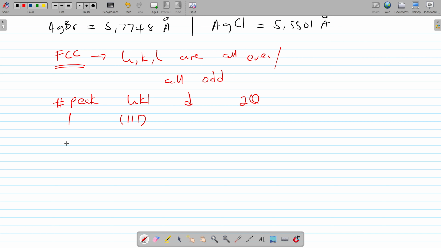Next, we are going to look at peak number 2. At peak number 2, we can start with 2, 0, 0, right? You remember all these are even. 2 is even, 0 is even, and this one is even as well, right? Our third peak is going to appear at 2, 2, 0, right? That's going to be our third peak.